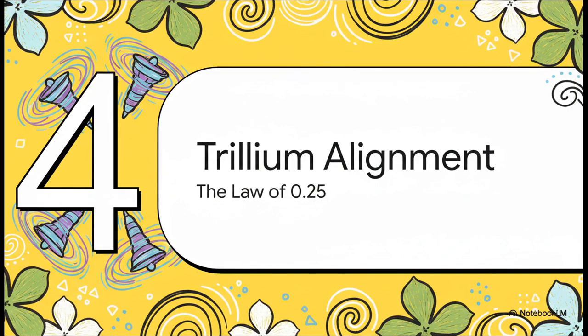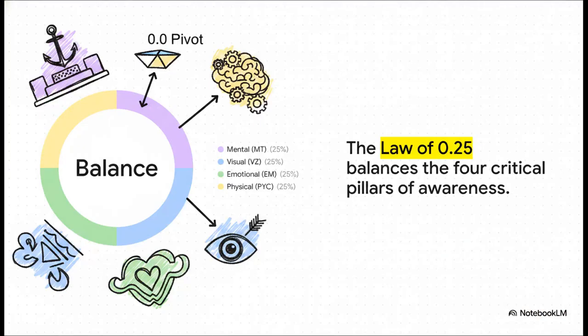Section 4, the trillium alignment, the law of 0.25. And this brilliantly illustrates exactly how one theoretically becomes that stationary spindle. Smith proposes the law of 0.25, also called the 1/4 Smith equilibrium. Basically, to keep your 0.0 pivot perfectly neutral and stop your stationary axis from wobbling all over the place, you've got to divide your awareness equally across 4 specific pillars.